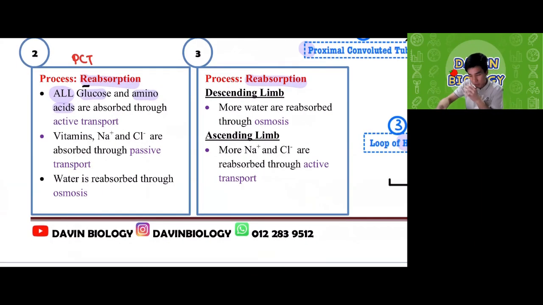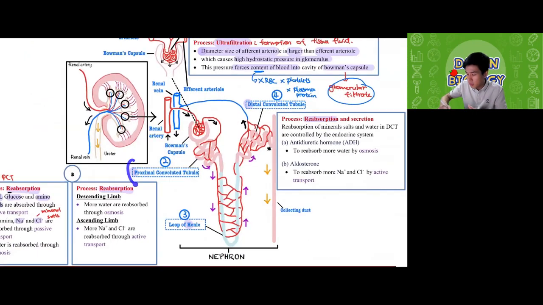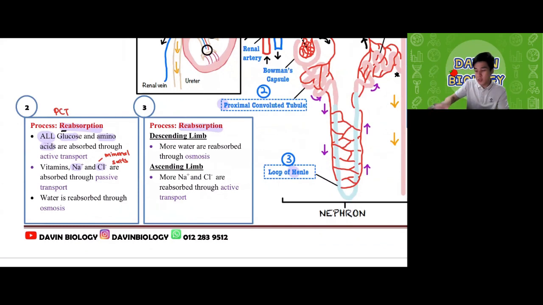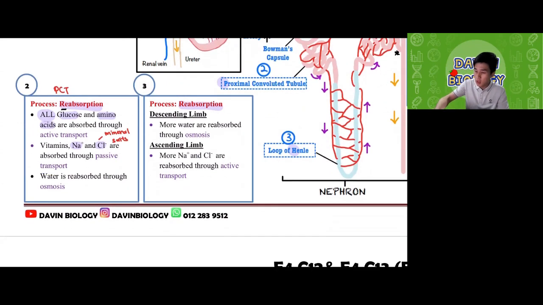Then next, they absorb vitamins, sodium ions and chloride ions, or mainly their mineral salts. But you must say sodium and chloride ion, you cannot say salt. Somehow they don't accept that here. Okay. PCT, then proximal convoluted tube. Don't sleep. I just read the short form here. Okay, same. They absorb nutrients into your blood. Then passive transport here for this one. Then water, which is osmosis. So what do they reabsorb here? All of your glucose, amino acid, salts, and water. Now, for salt and water, they don't absorb all. They absorb just part of it only.